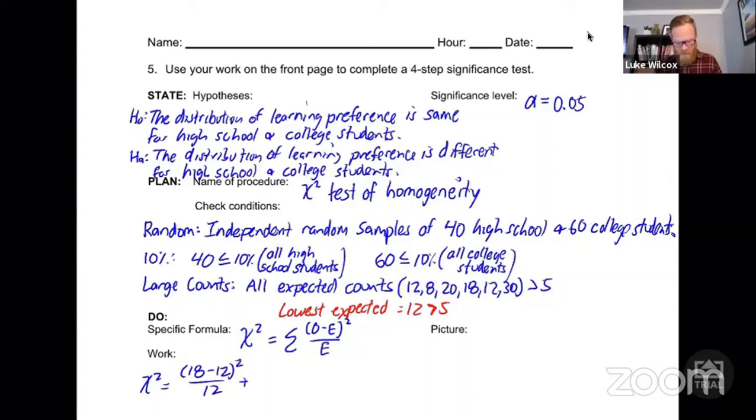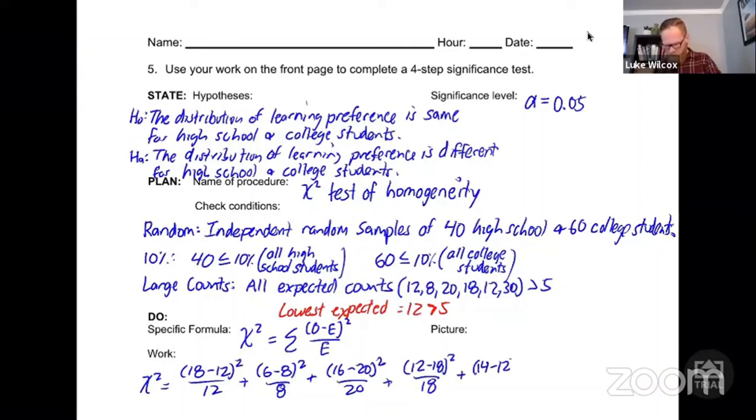Then I'm going to move down the column there. So in my next cell, I have 6 minus 8 squared over 8. And then I have 16 minus 20 squared over 20. And then now I'm moving over to the next column. This is the college students now. And let's see, I've got 12 minus 18 squared over 18. And then I've got 14 minus 12 squared over 12. And then I've got 34 minus 30 squared over 30.